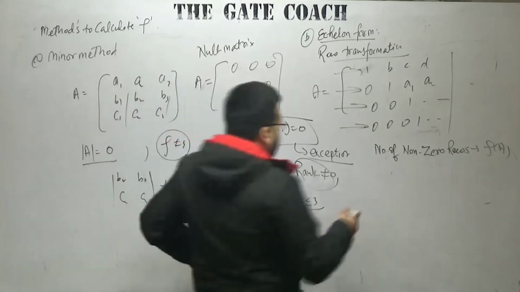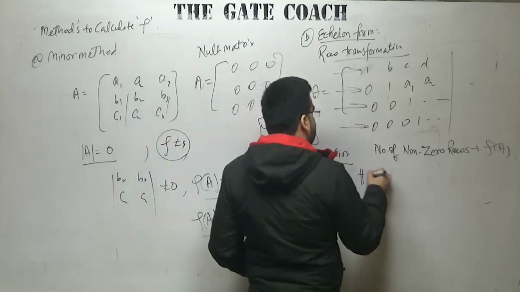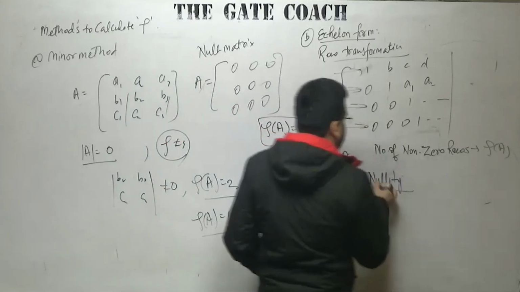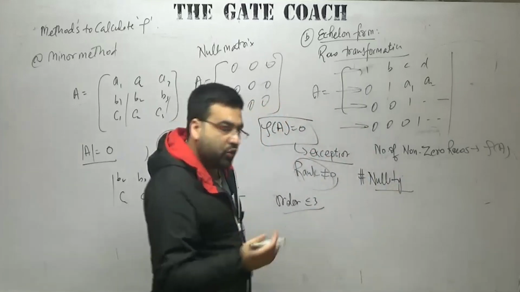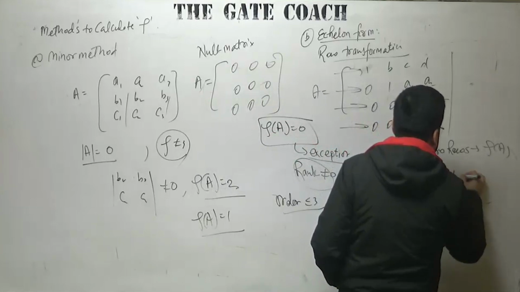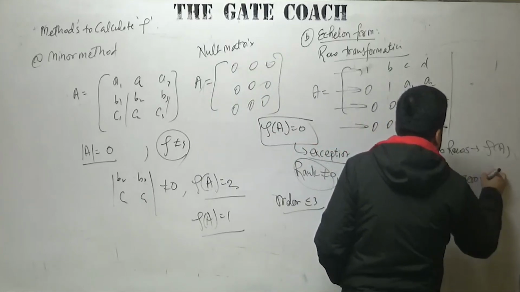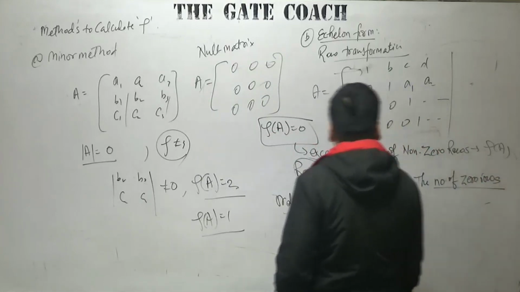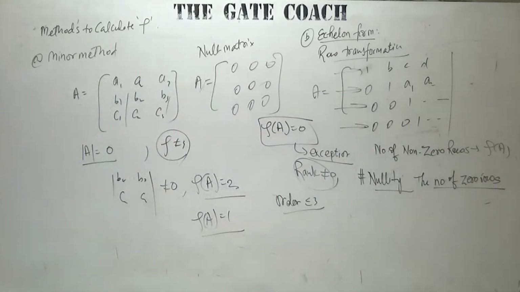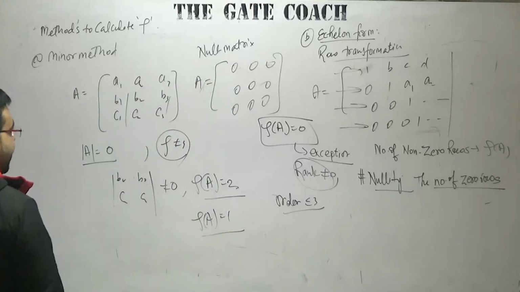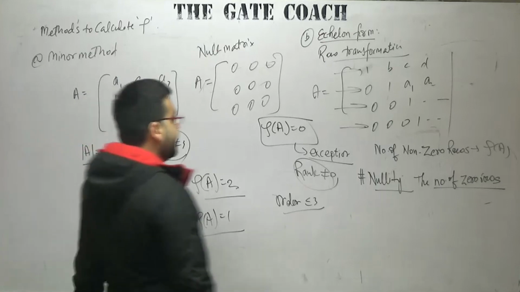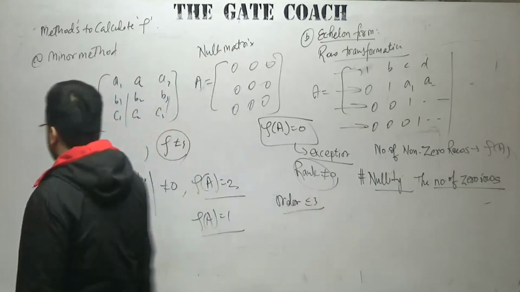Then I told you that by putting a note, there is a term which is called the nullity. What is the meaning of nullity? The number of zero rows is actually called the nullity of a matrix. For example, a particular matrix had 2 zero rows. After reducing with the help of row and column transformations, you have found that there are 2 rows which are completely zero, then the nullity of the matrix will be equal to 2.